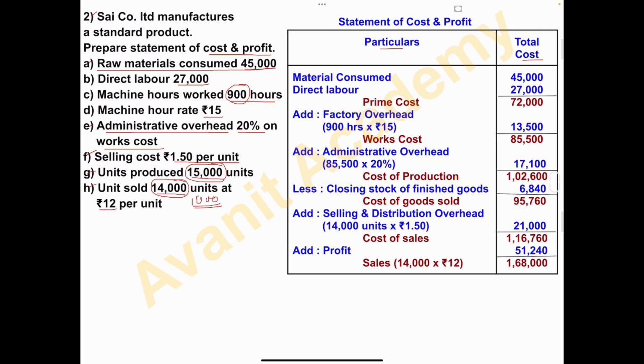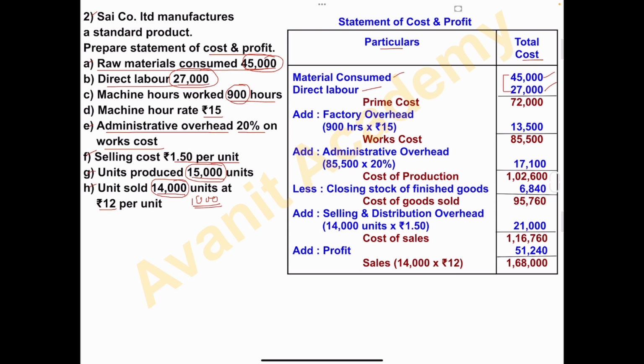So first what we have to take? Raw material consumed. So write here raw material consumed, amount is 45,000. Write in amount column 45,000. So after material consumed, what we have to take? Direct labor, direct expenses, direct wages, direct material. All these things we have to take before prime cost. So right here direct labor and the amount is 27,000.